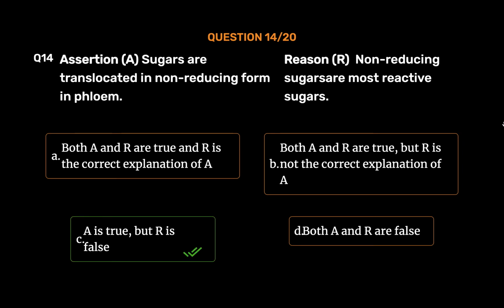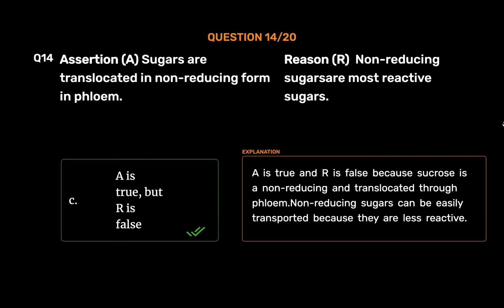The correct answer is Option C. A is true, but R is false. A is true and R is false because sucrose is a non-reducing sugar and is translocated through phloem. Non-reducing sugars can be easily transported because they are less reactive.